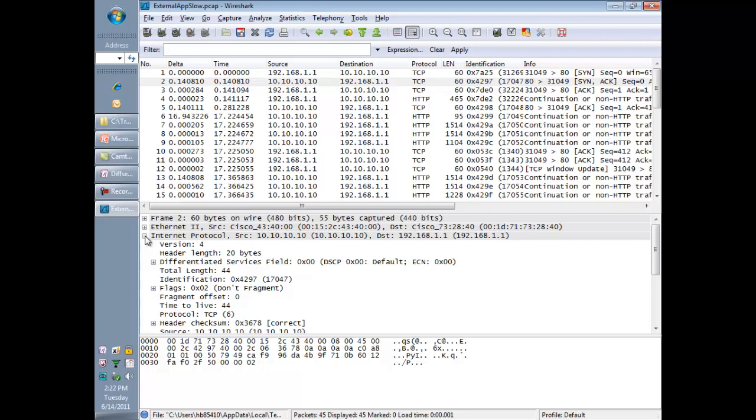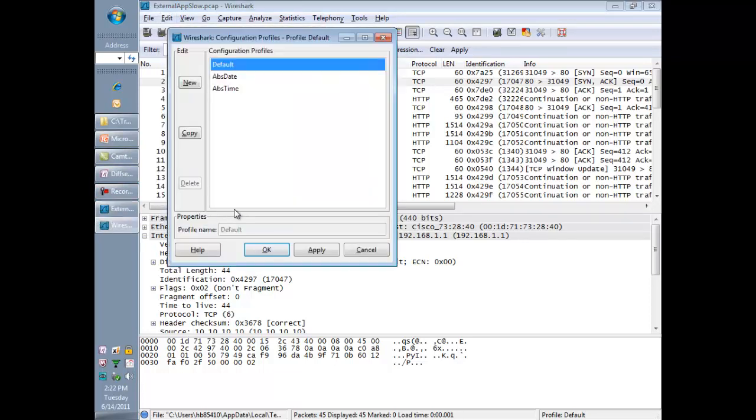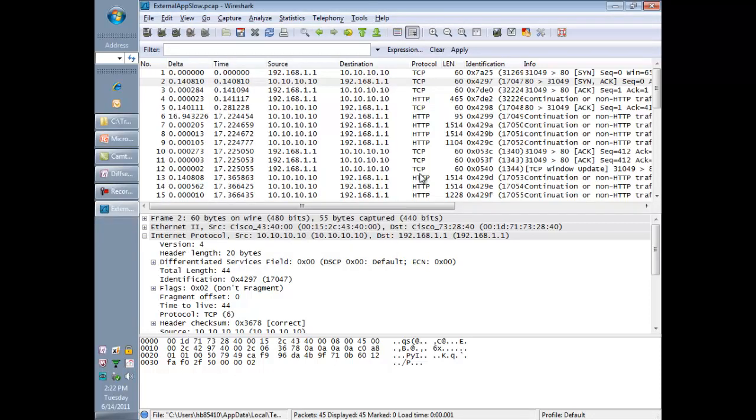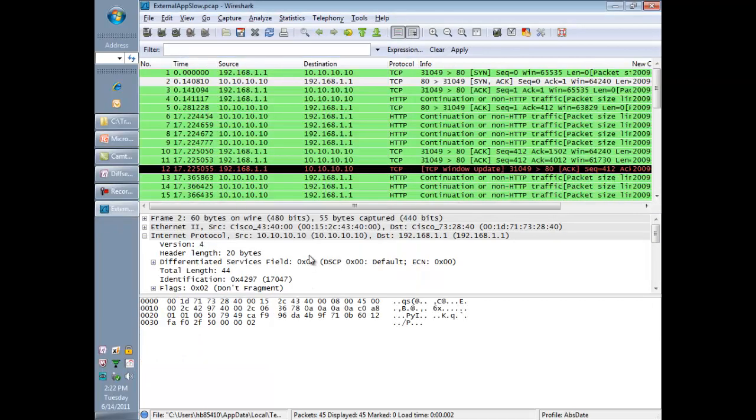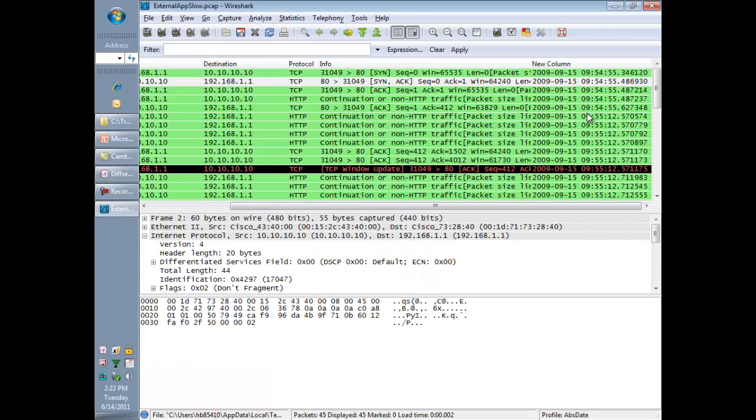So let me go back to, by the way, any questions here about Wireshark using the column? The one other thing that I want to show you before we get to the things that I do: I use profiles here. And the reason why I use profiles is because when I'm troubleshooting, I want to be able to see different layouts quickly, back and forth. And one thing that I do have is absolute date. So why is this important?